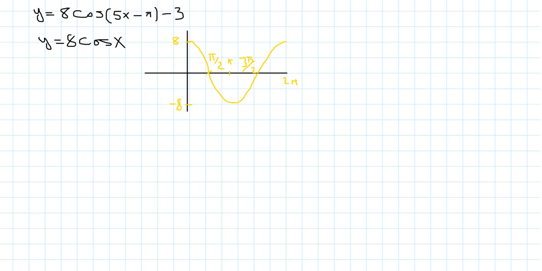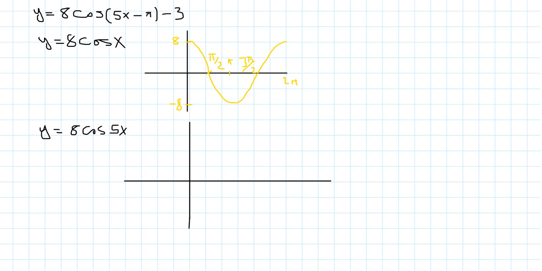Okay, let's go to the next part. Now I have y equals 8 cosine 5x. To draw it, you should have these steps. By these steps, you should draw the graph in the fast way. So, 8 cosine of 5x.